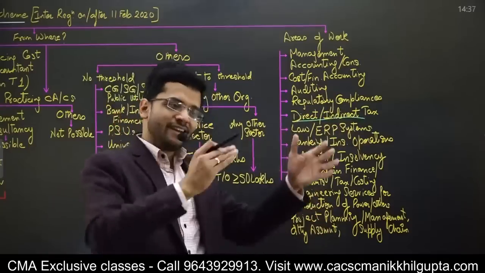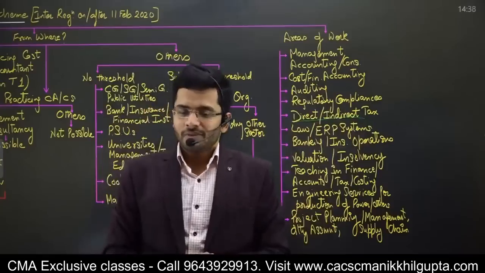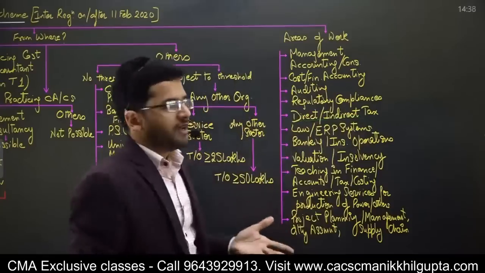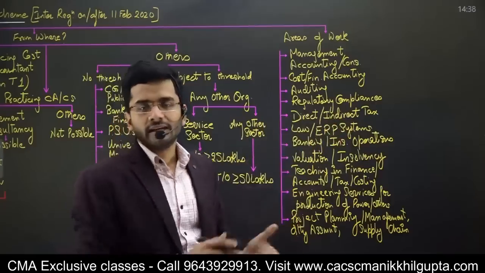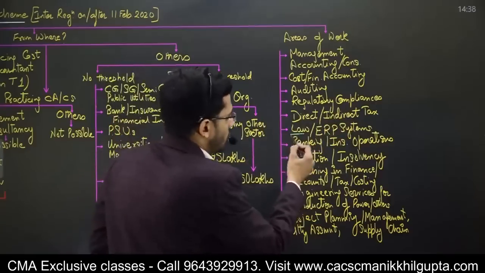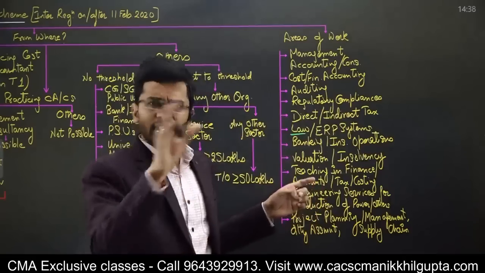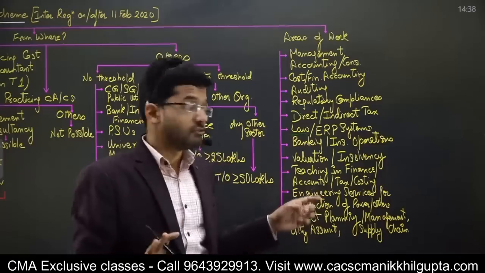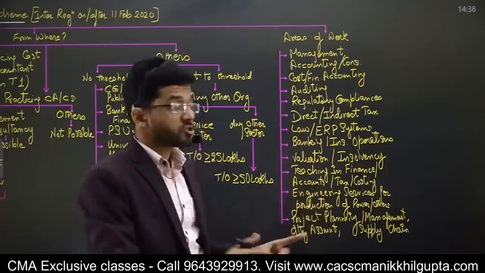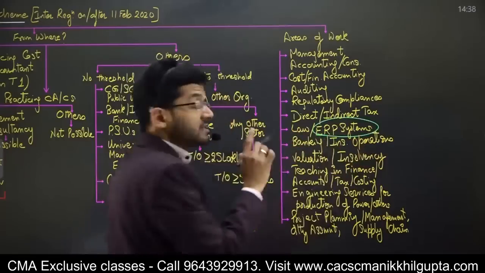Of course, the main and key area of work of a cost accountant is definitely taxation, and DT and IDT are two things where you can do your articleship. Law, anything related to law, corporate law, industrial law, any other law which is in force in the country. So law is one area where you can do your articleship. ERP systems. Now this is something unique.